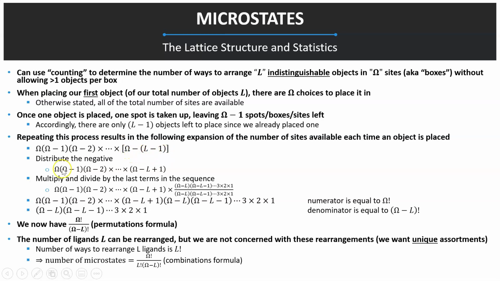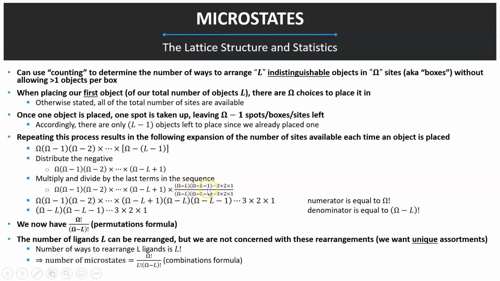If we simplify this by distributing the negative, we see that our last term becomes omega minus L plus 1, meaning our last term says take the total number of sites omega and subtract the total number of ligands placed plus 1. This again essentially means that this last term represents a situation where we have placed all but one ligand. If we continue the sequence to the very last term, this of course gets us to omega minus L, meaning all ligands have been placed.